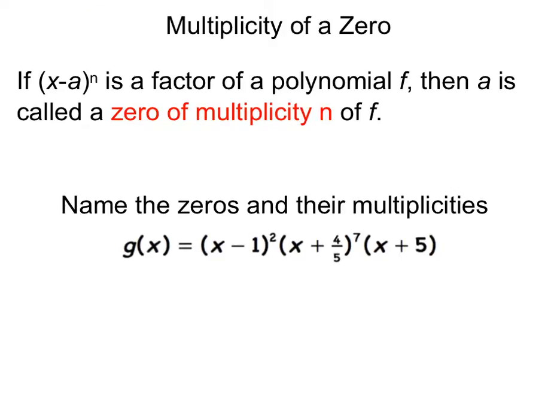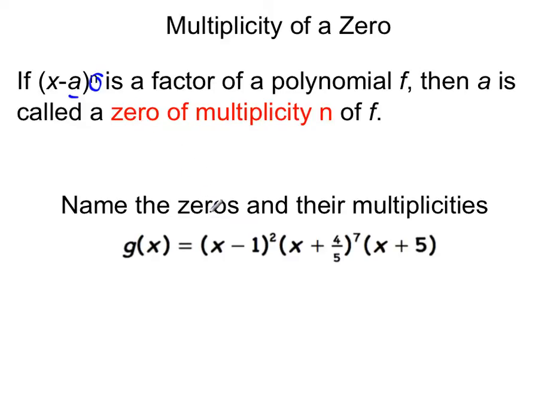Multiplicity of a 0. If x minus a to the n power is a factor of a polynomial f, then a is called a 0 of multiplicity n of f. This n, this exponent that's on your factor, is the multiplicity. This is your 0, and then x minus your 0 is your factor.